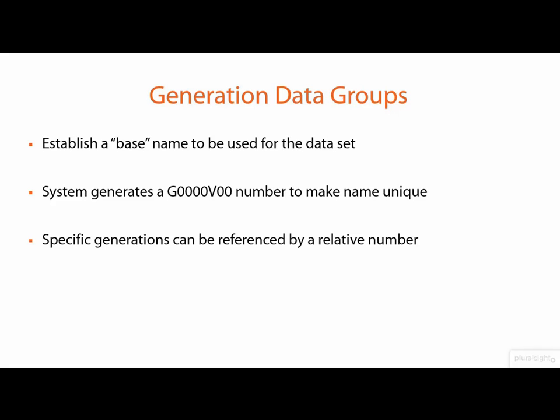Specific generations then can be referenced using a relative number. And this way we don't have to explicitly specify the generation number that the system has generated, but instead, because of the fact that the information is kept in the catalog, we can refer to them by a relative number. And the relative number indicates that 0, +1, -1, these are going to be the kinds of references that allow us to determine what generation we are referring to. In addition, we can define the generation data group to consist of a certain number of data sets that are going to be retained. And so when we create generations that exceed that limit, then the older generations are automatically deleted.